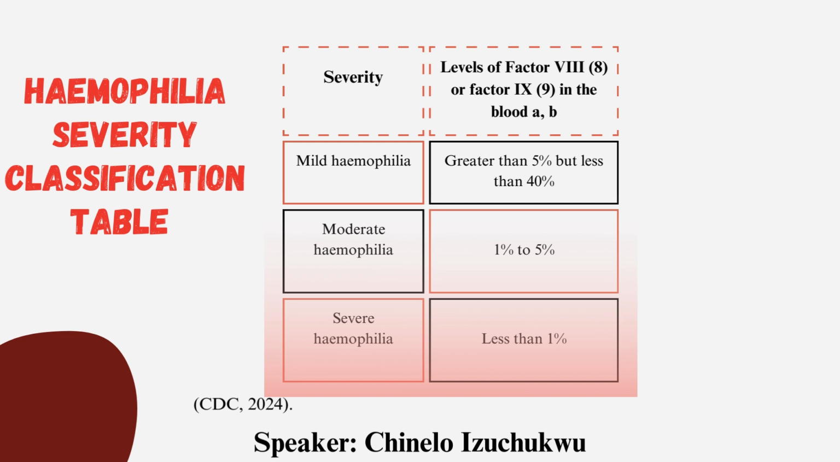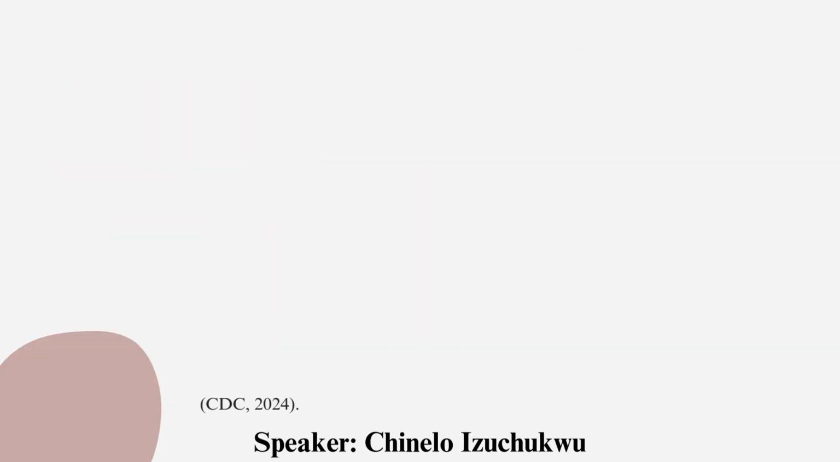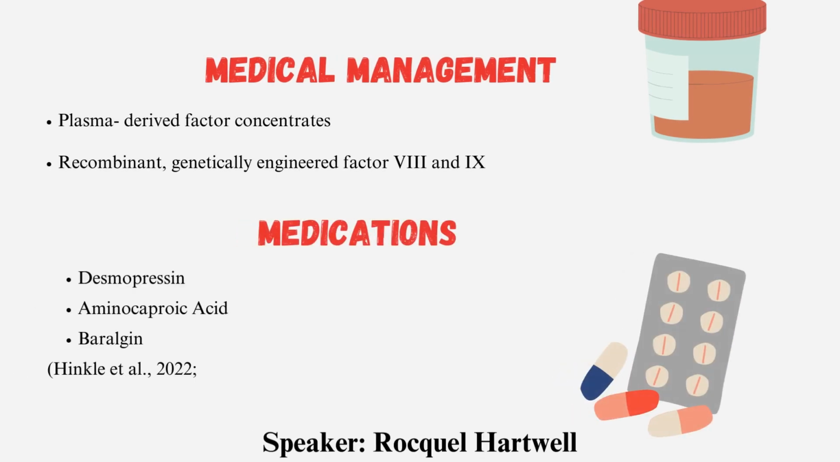Those with an abnormal hemophilia gene and clotting factor levels below 40% are classified as having mild, moderate, or severe hemophilia depending on their specific clotting factor level. This table here represents how it's classified. Medical management. The standard way to treat hemophilia is through replacement therapy, which is done by infusing the missing blood clotting factor so that the blood can clot properly.